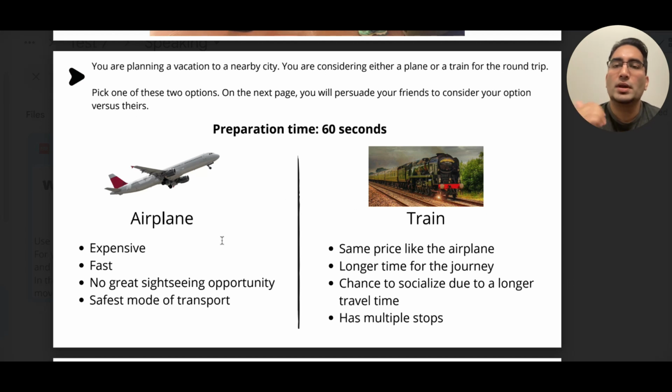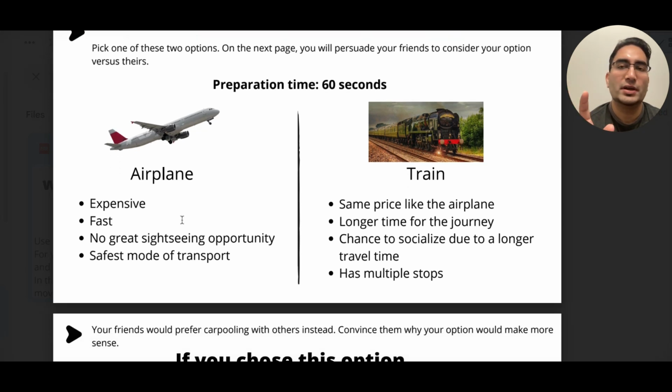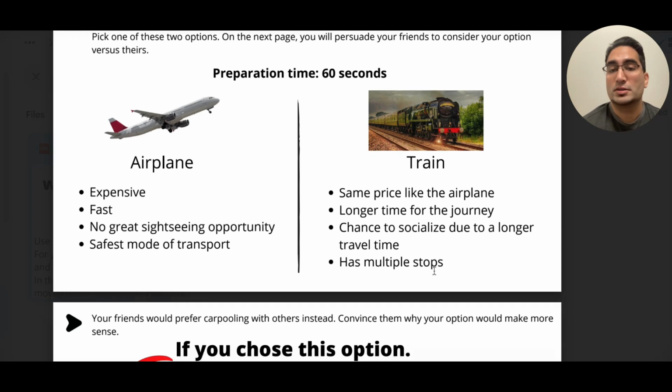So you pick one here, you have 60 seconds. This is just the preparation time. In this question, you have the longest amount of preparation time, just so you know. So in 60 seconds, you pick something that is very easy for you to explain. For me, airplane is obviously easy. I have all these points, simple, short, quick, so I'll use that. Or you could also pick the train, whatever floats your boat.